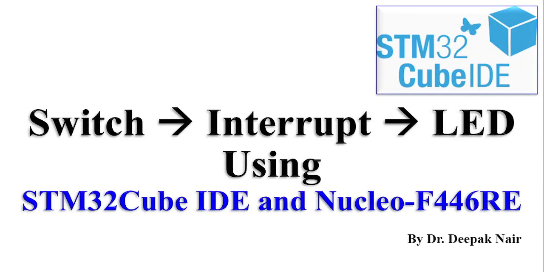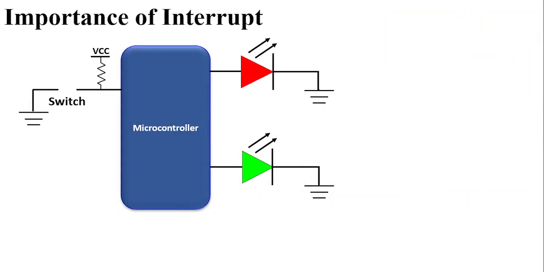Today we are going to learn how to use interrupts to perform any event. In this case, what we are going to do is attach an interrupt to the switch and blink or toggle an LED on the Nucleo F446RE board. So let's start the video.